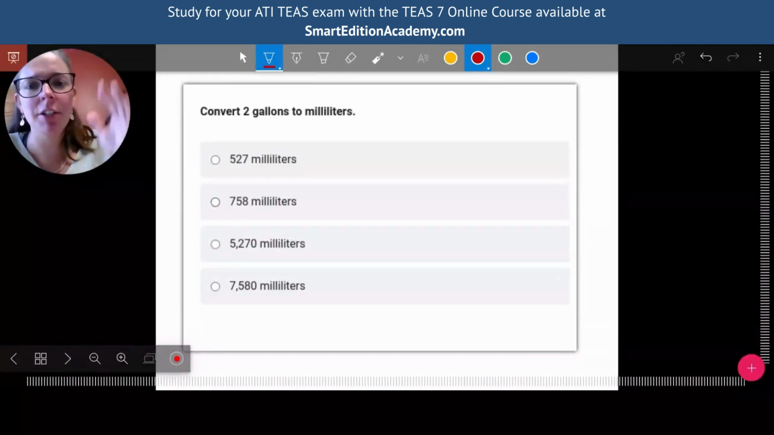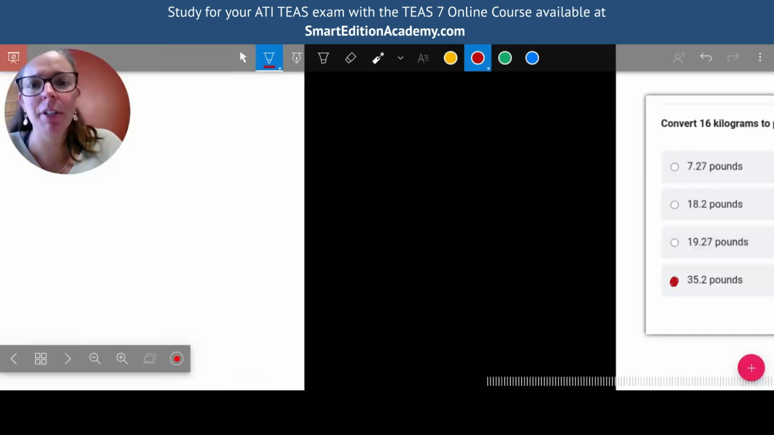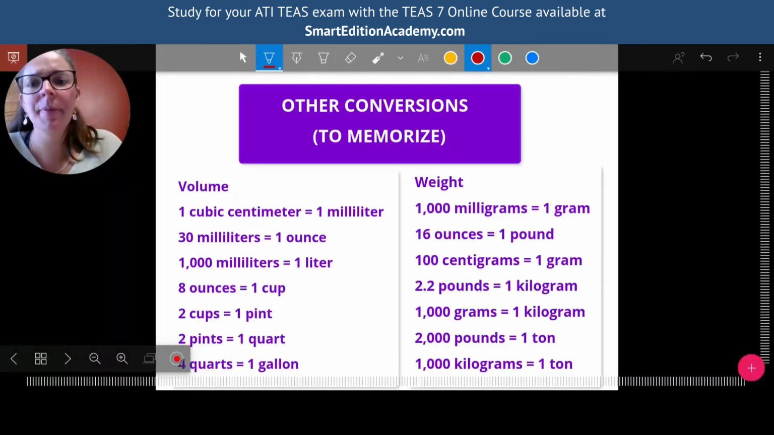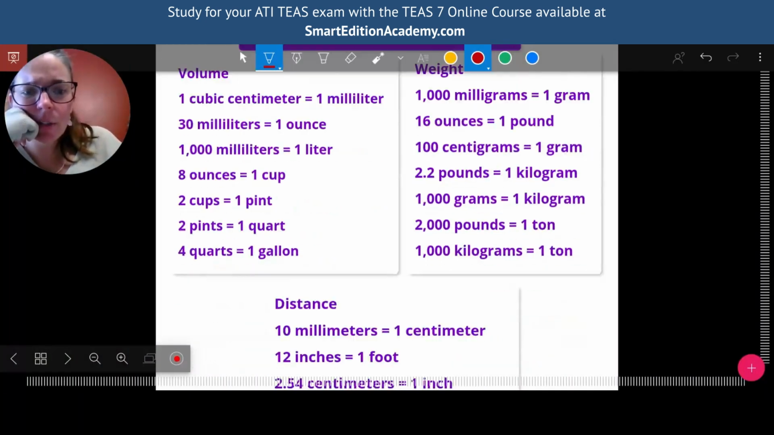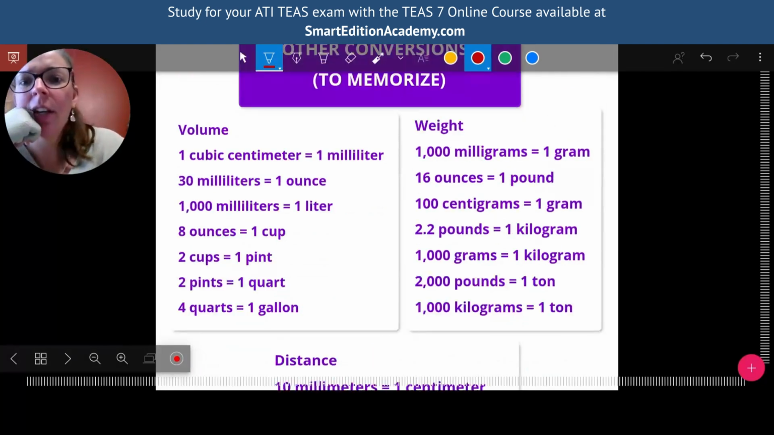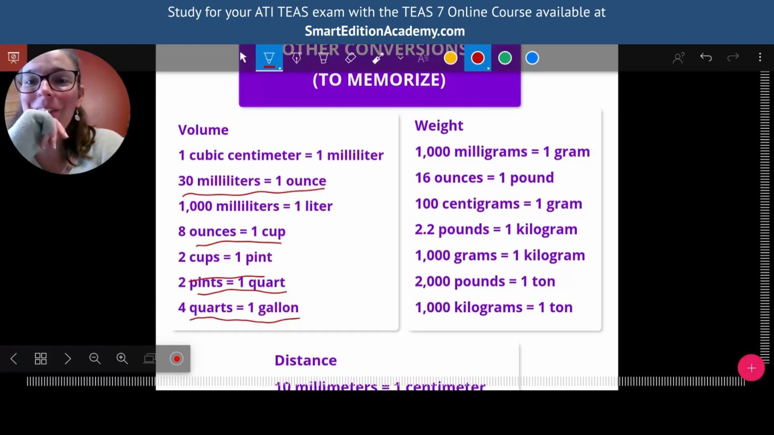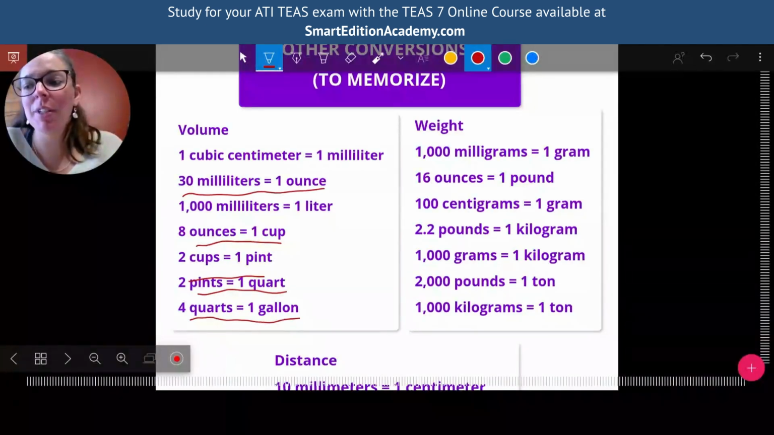So let's go back and keep in the back of our head that we need to go from gallons to milliliters. Let's look at our sheet here. I have gallons to quarts, quarts to pints, pints to cups, cups to ounces, ounces to milliliters. I would have to know all of those in order to use the conversions just to get right to the answer in that way. So let's do it this way and then see if there was a quicker one we could have used.